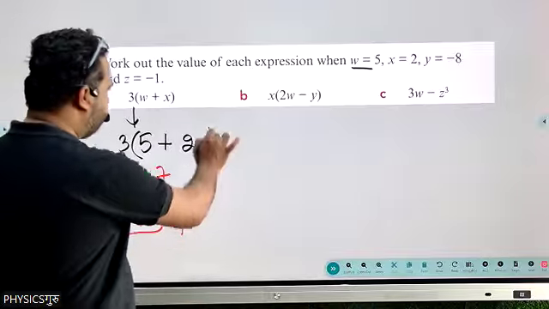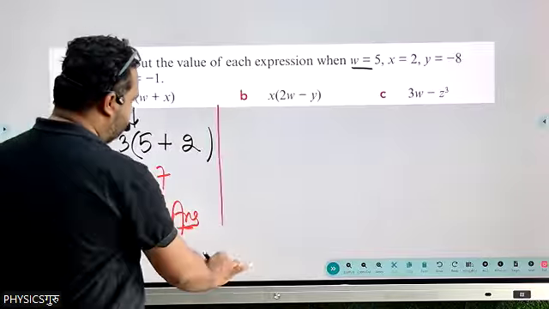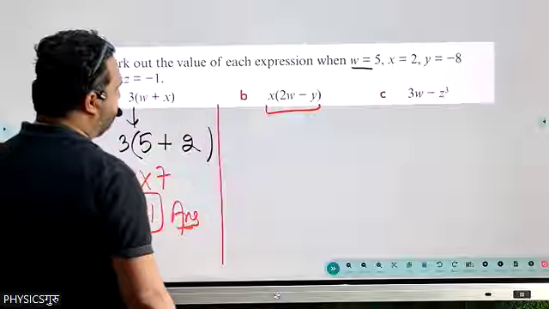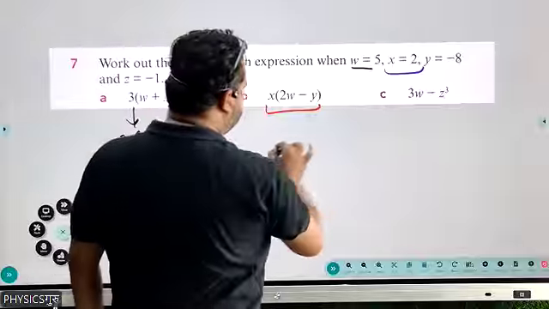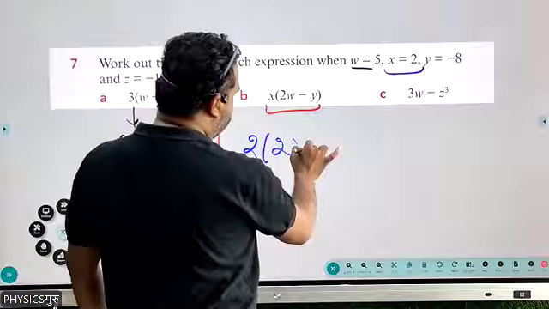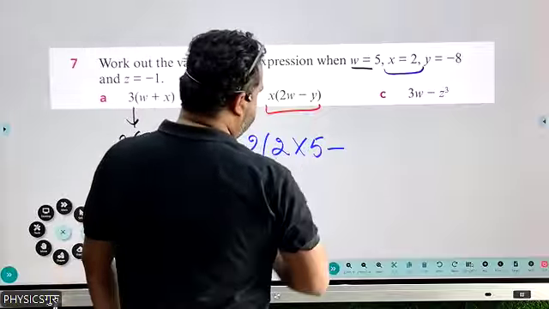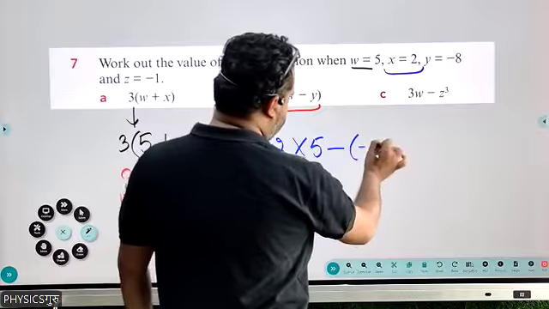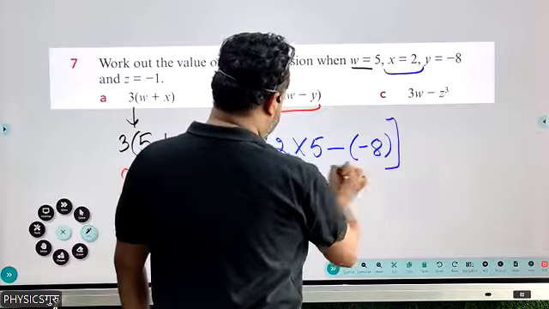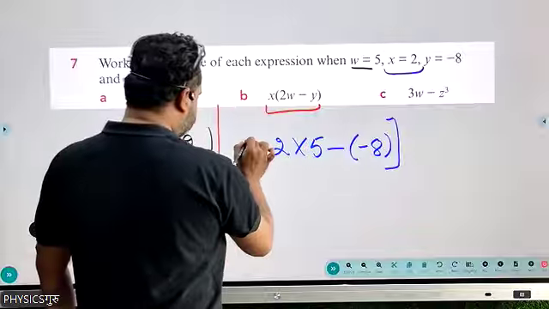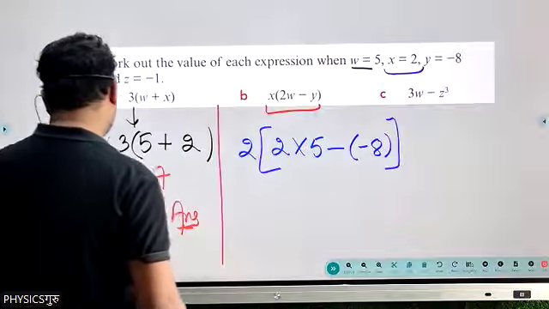Next one, B. So it is X times (2W minus Y). What is the value of X? X is basically 2. So it is 2 times W. What is the value of W? W is basically 5. Minus Y. And what is the value of minus Y? It is minus of 8.